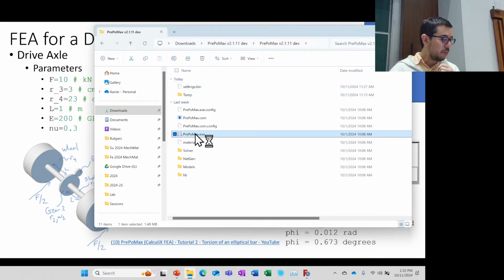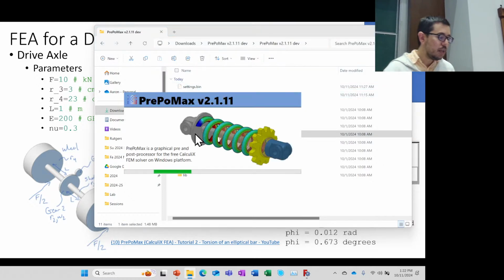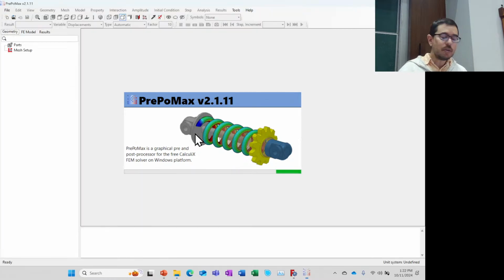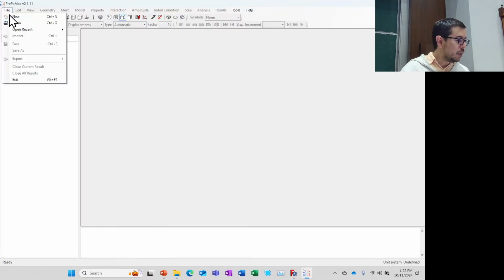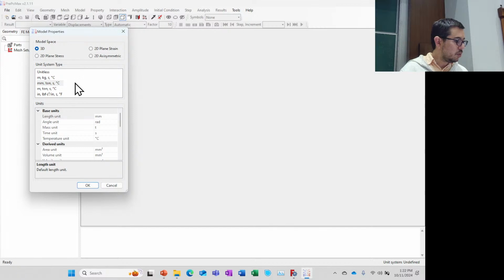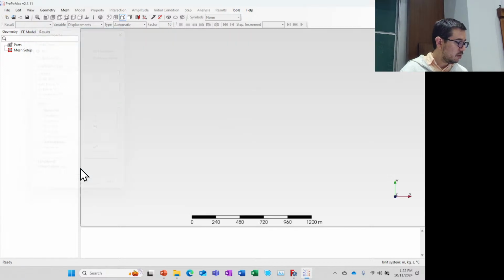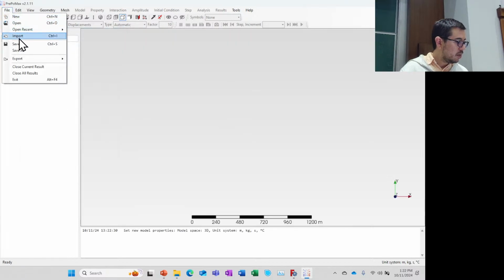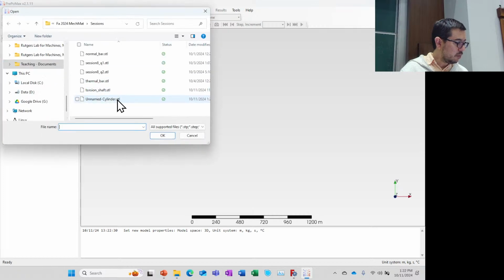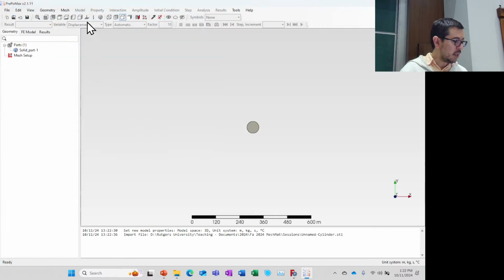We're going to open up PrePoMax, and we're going to import that geometry. So that geometry will come into a new model, like you see here. We'll call it unnamed cylinder, just like that.